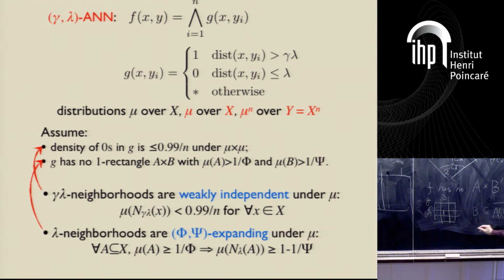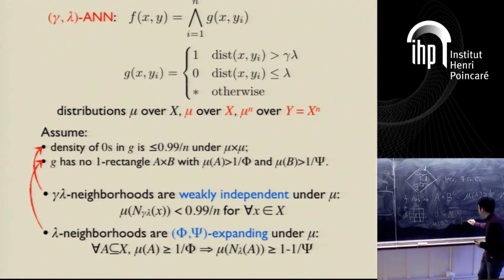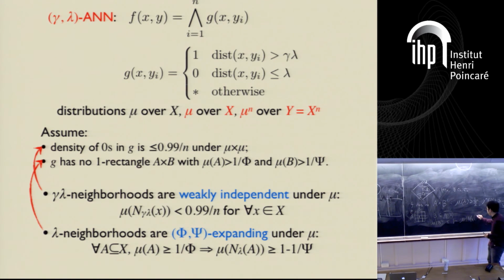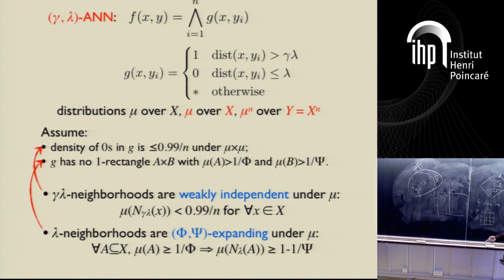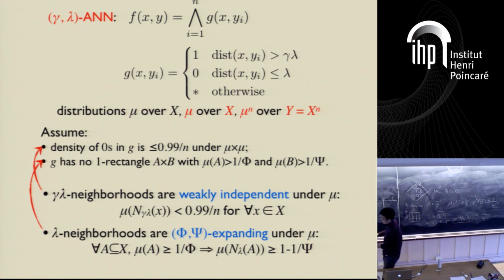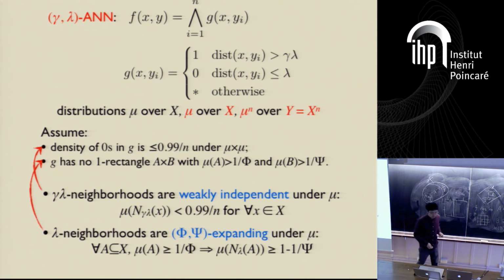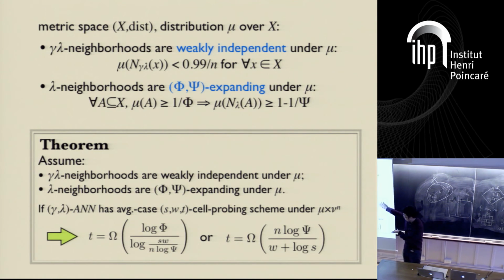Okay? For measures, it means mu of B is less than 1 minus mu of the lambda neighborhood of A. And assuming that mu A is greater than 1 over phi, by the expansion property we have this greater than 1 minus psi. So this is smaller than 1 over psi. So we cannot have a rectangle like this, by this expanding property. Okay, enough. So we proved this main theorem.